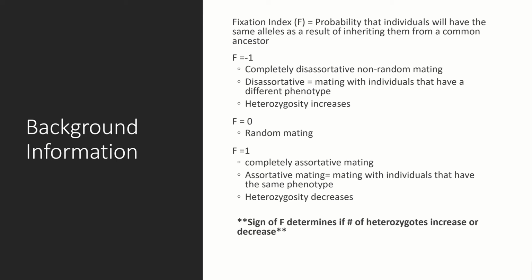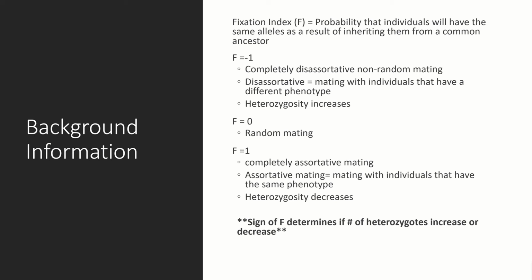And disassortative mating is when organisms mate with individuals that have a different phenotype. And that phenotype is a reflection of a genotype. So this increases the number of heterozygotes because individuals have different genotypes. So for example, big B is mating with little b, and as a result, those two different alleles are brought together in the offspring to make heterozygotes.